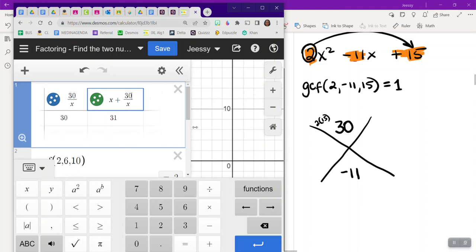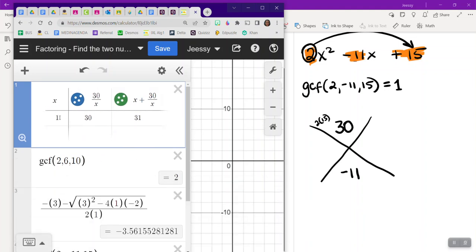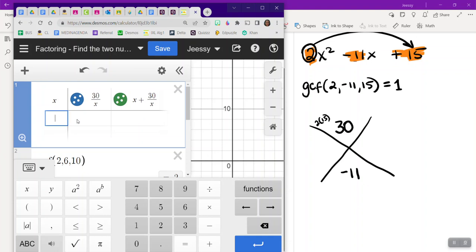So then you need to find multiple numbers. So which number should I try? All right, so I should try negative 5. And negative 5 gives me negative 6. When I multiply them, I get 30. When I add them, I get negative 11. Any questions on finding the numbers?